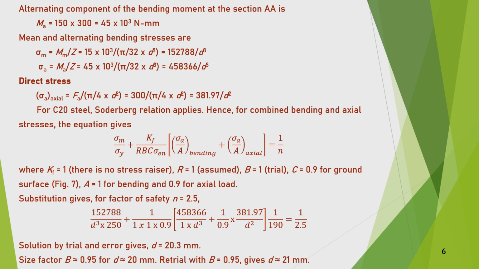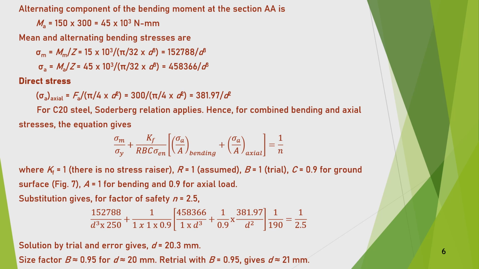Thus we have sigma m is equal to Mm divided by Z is equal to 15 into 10 raised to power 3 divided by 5 by 32 d cube, which is the section modulus for circular cross section bar, and sigma a is equal to Ma divided by Z. Now we calculate the direct stress.